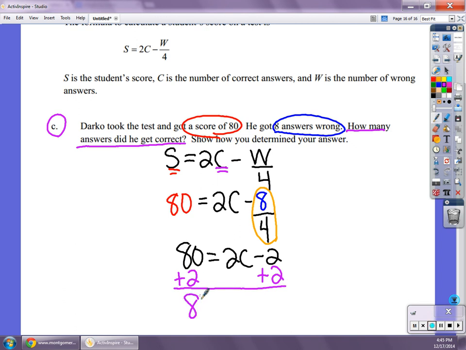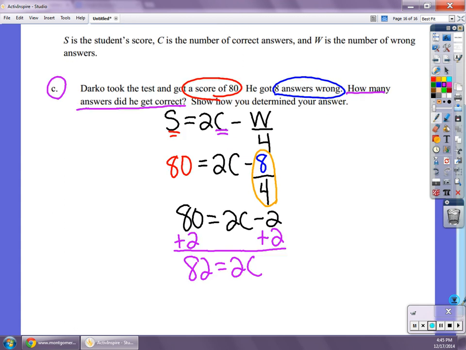I'm left with 82 is equal to 2C. And my last step, to get rid of that multiplication on the right side, I'm going to divide both sides by 2 using the division property of equality, and I'm left with C equals 41.